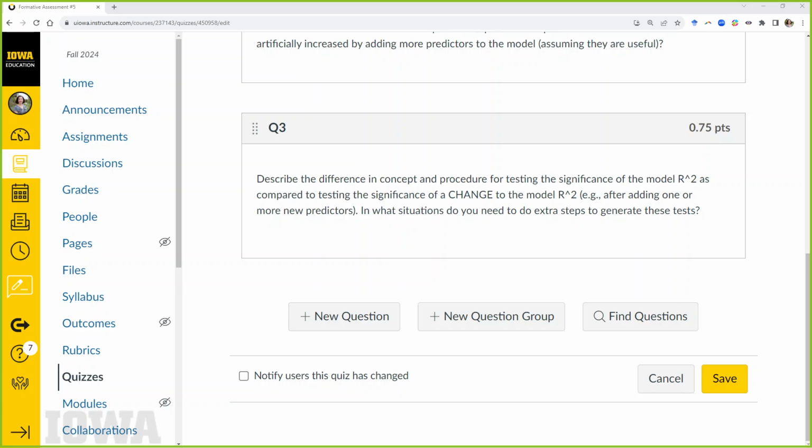And then what happens if you're adding more than one slope, when you're looking at the change in R squared? You have to do a separate test. Yes, so that's when you would need the separate F-test if you're adding multiple slopes, to see that combined contribution of the change in R squared. See, you know this.